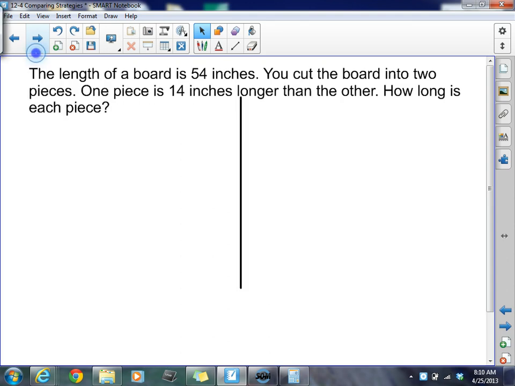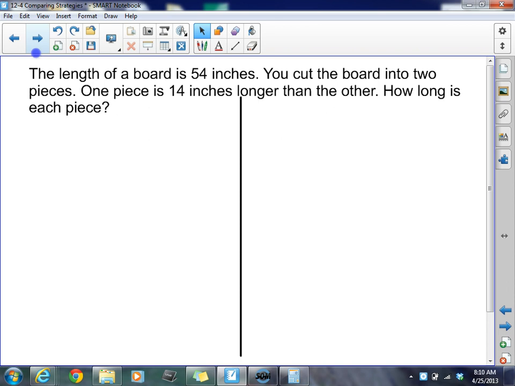All right, let's go do one more problem. Okay, this is on page 612 right there. Let me extend this line just a little bit farther. There we go. All right, so the next question. The length of a board is 54 inches. You cut the board into 2 pieces. One piece is 14 inches longer than the other. How long is each piece?